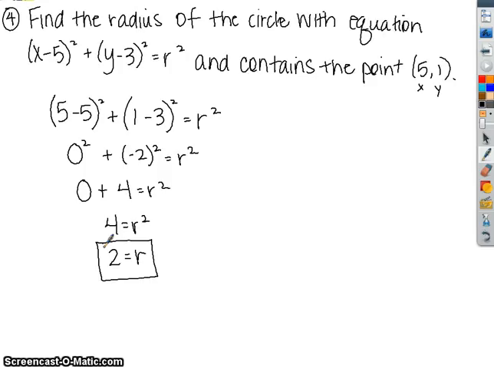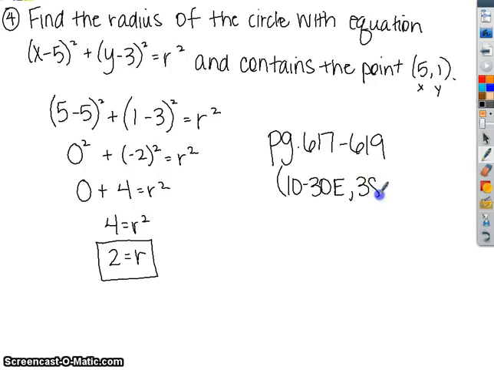All right, so the remainder of the time is yours to work on your assignment. It's not even too terribly long. Your assignment is over on the board, but here I'll put it up here too. It's going to be on pages 617 to 619, numbers 10 through 30, the evens, number 38, number 39, and then 45 through 53 all.